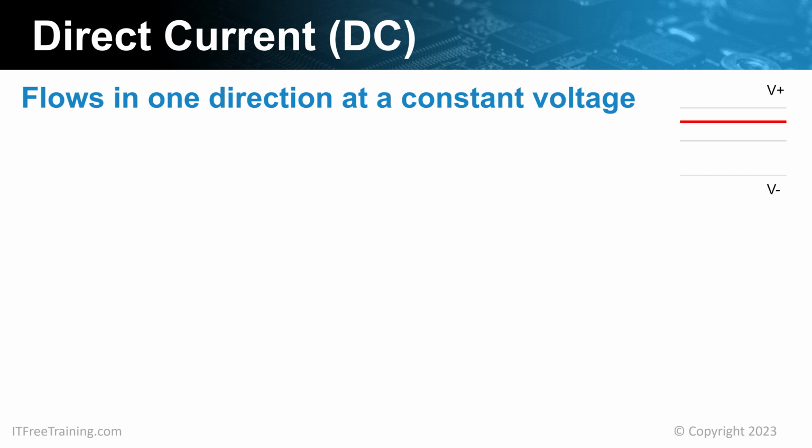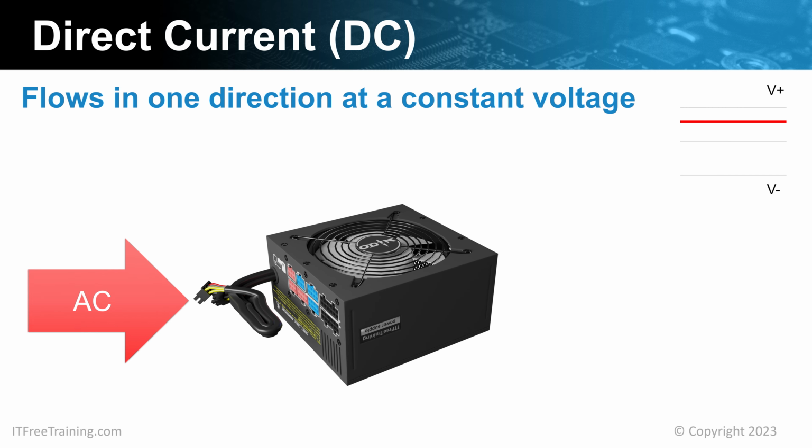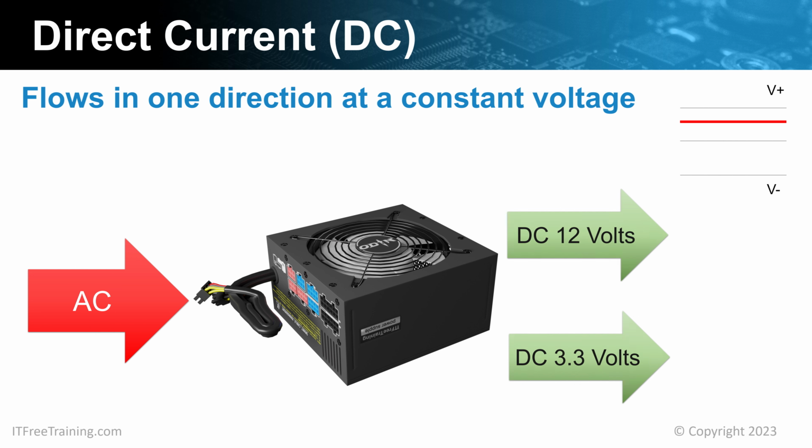The current is constant and does not change between positive and negative like alternating current does. In order to convert alternating current to direct current, a power supply unit, or PSU, is used. The PSU takes the alternating current and converts it to direct current.